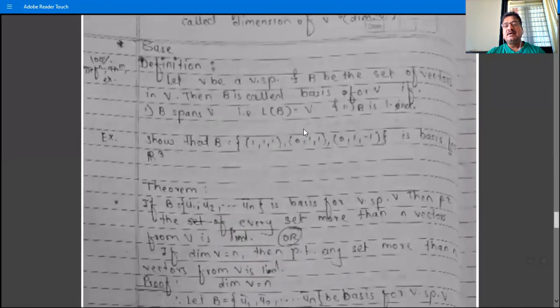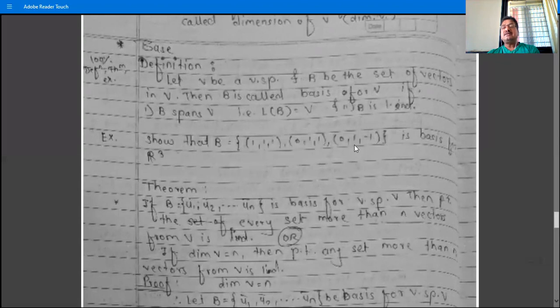So once this is a basis for V, it contains three vectors, and any basis of R3 contains exactly three vectors, not less than three, not more than three, because all bases of R3 contain three vectors. They may be different from these three vectors, but the number of vectors in any basis of R3 is 3, because the dimension of R3 is 3.